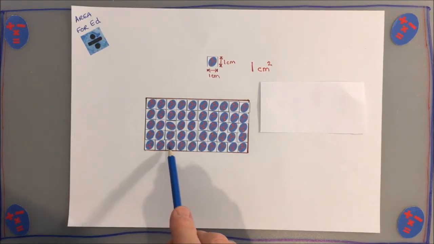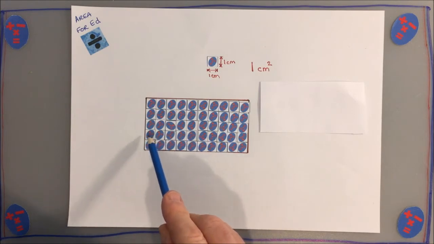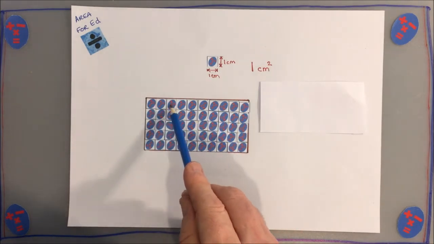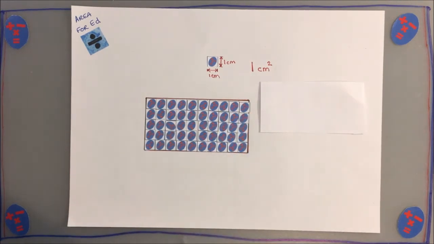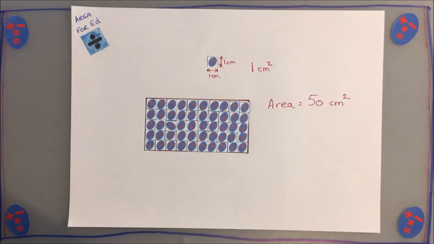1, 2, 3, 4, 5, 6, 7, 8, 9, 10... 35, 36, 48, 49, 50. So it turns out the area of our shape is 50 square centimeters. Couldn't be easier.